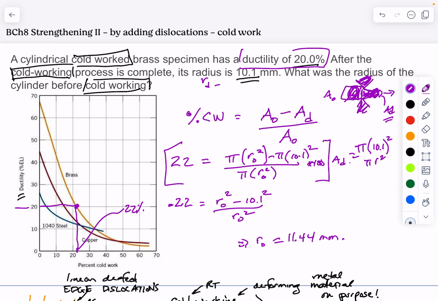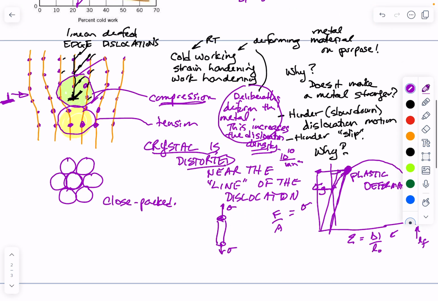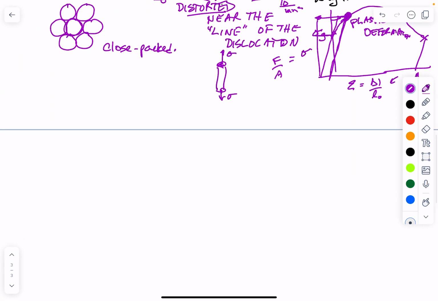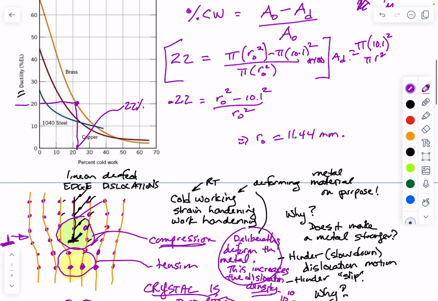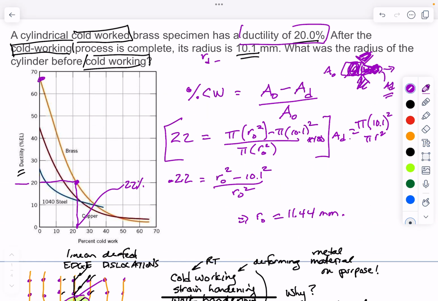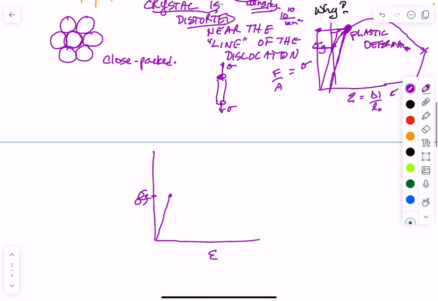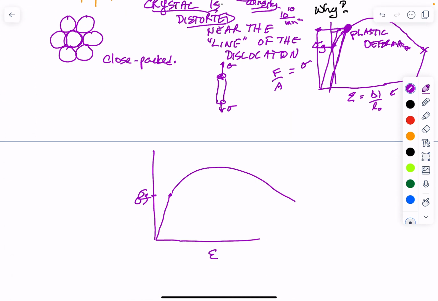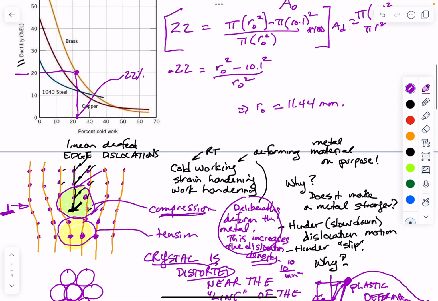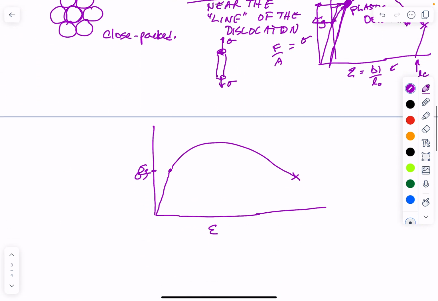But the main thing I wanted you to learn in this problem is why this all happens. Let me summarize this. This experiment is a stress versus strain curve. With no cold work, we have a certain yield strength, which we could see from this diagram. With no cold work, we had a ductility on that diagram of some very long length, a lovely ductility of like 66% or something like that.